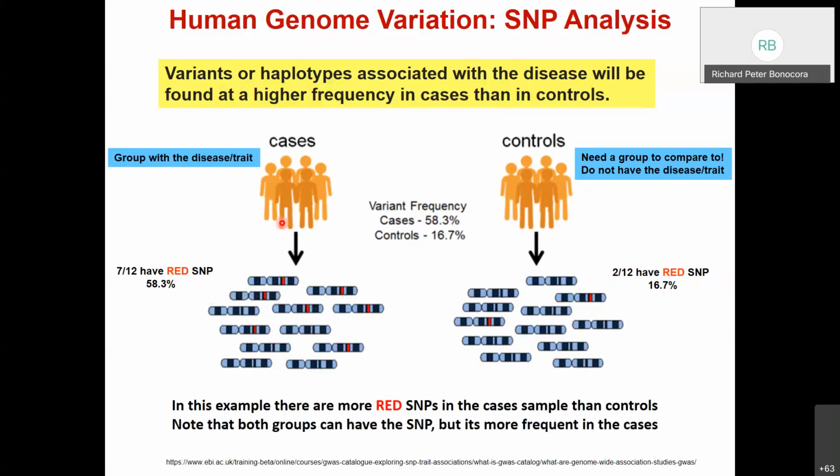So in this example, there are more red SNPs in the cases sample than in the control sample. But the point I want to make here also is that both groups can have this particular variant, this SNP, but it's going to be more frequent in those with the disease. And so it occurs in 58% of individuals here, as opposed to 16 to 17% in the controls. Does everyone follow this? Any questions on this?